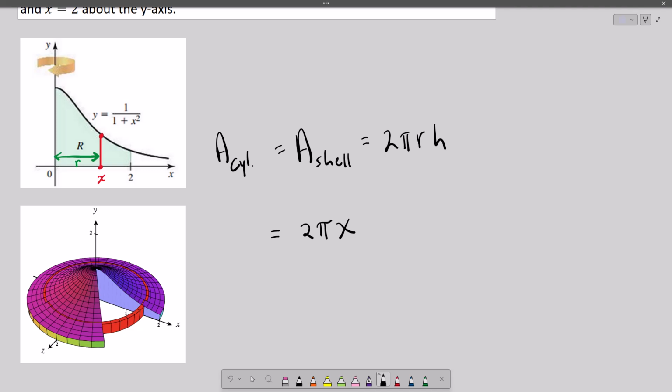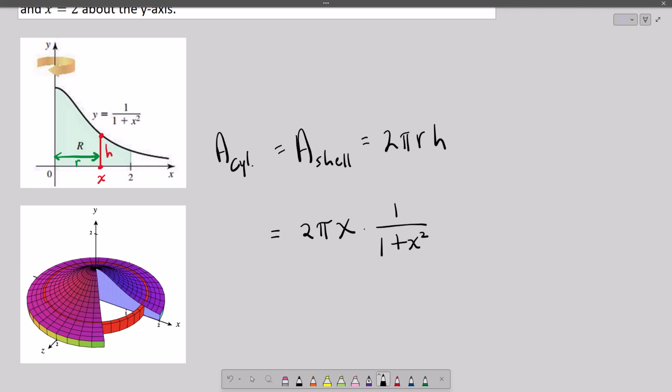Now height is a little more complicated, but not that complicated. We're measuring vertical. The weird thing about shells is that we have a vertical piece and a horizontal piece, but both of those have to be in terms of x. So what is the height in terms of x? y equals the function, 1 over 1 plus x squared. This represents that vertical distance from the x-axis up to the curve. So that is going to be the height.